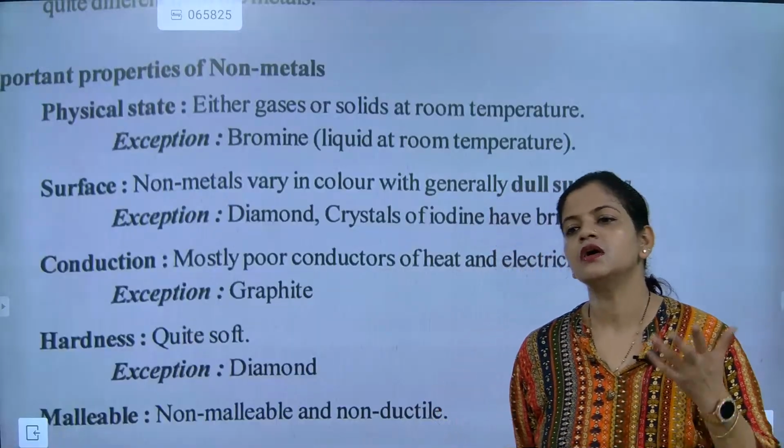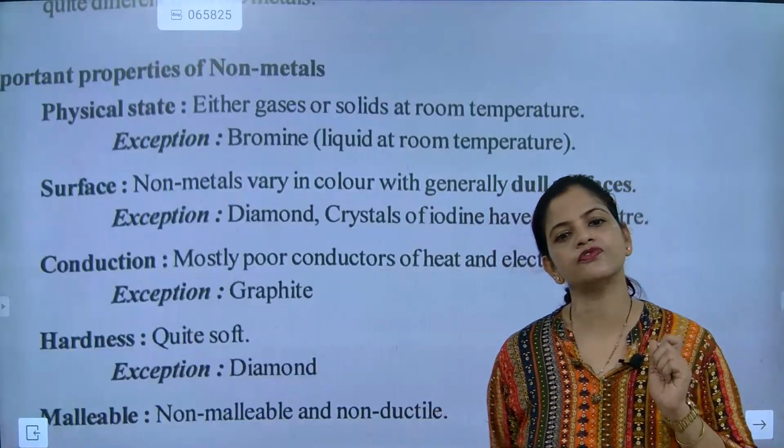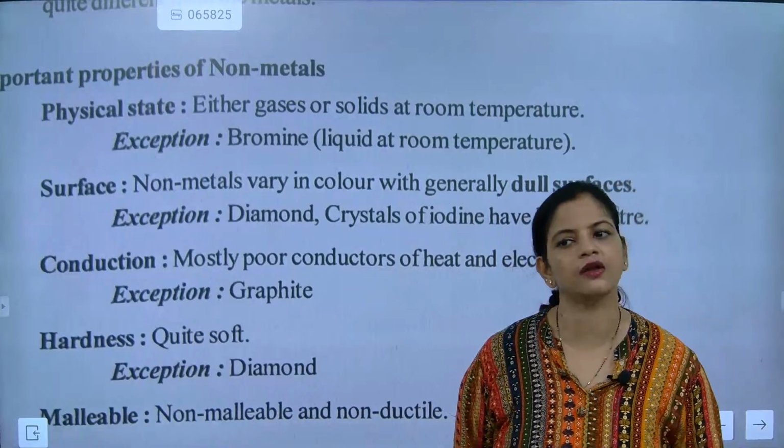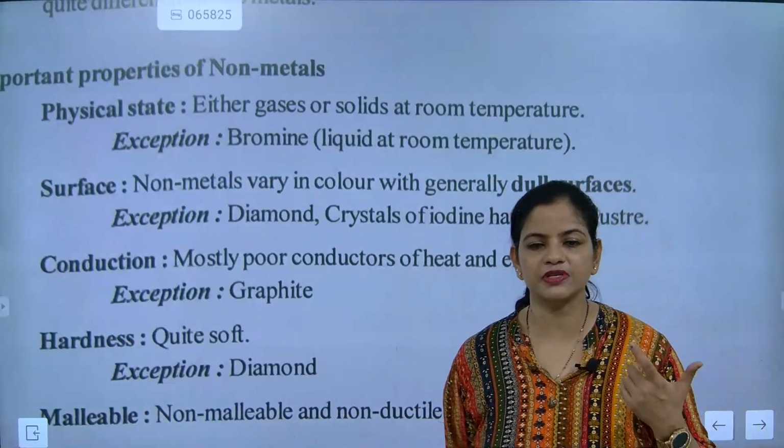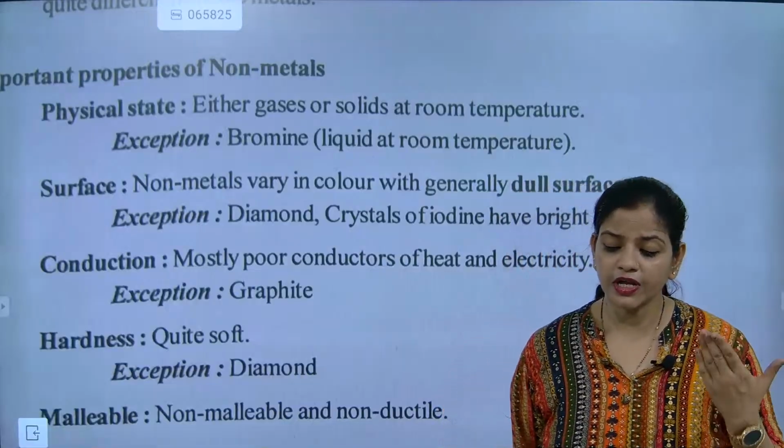Carbon is a non-metal. Now, allotropes of carbon means different forms of carbon are there, like graphite, diamond, Buckminsterfullerene. So there are different types of carbon.